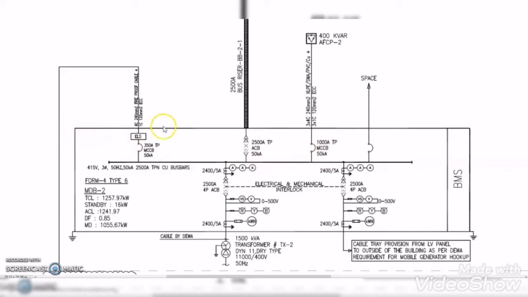So we can say that at this MDB level, the maximum prospective short circuit fault current is 50 kiloampere or less. That is why all the components of the MDB have a short circuit current rating of 50 kiloampere. So in case of a short circuit, the maximum prospective short circuit current can be handled by this bus bar and the breakers.